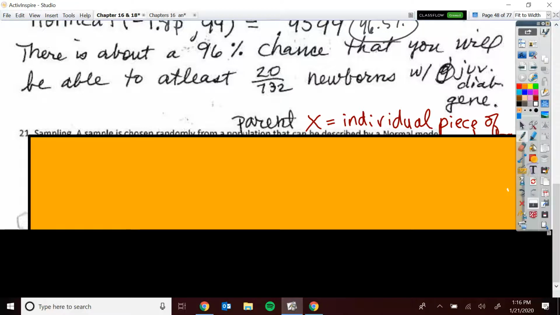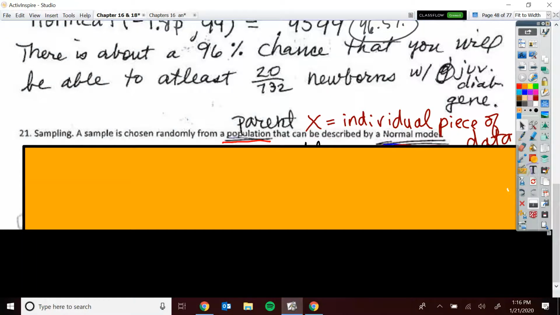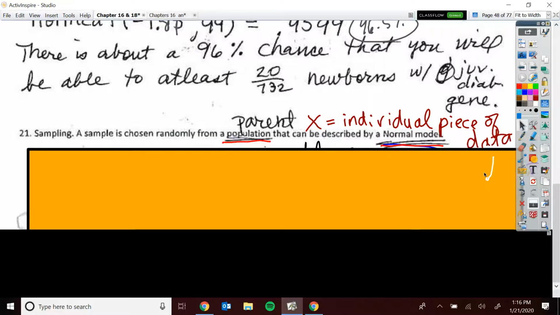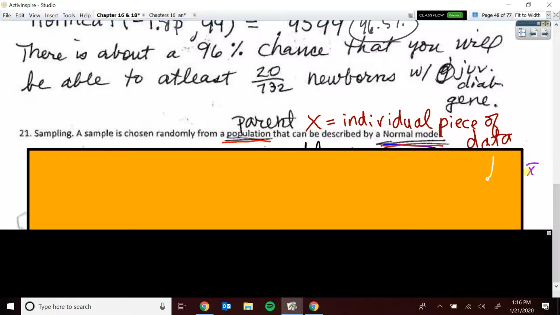All right, so let's take a look at this. Here we go. So here we have a sample chosen randomly from a population that can be described as the normal model. You think that you're just reading a sentence and it's not a big deal, but there are really 2 key pieces of information in there that are important that you hone in on. What do you think those 2 pieces of information are?